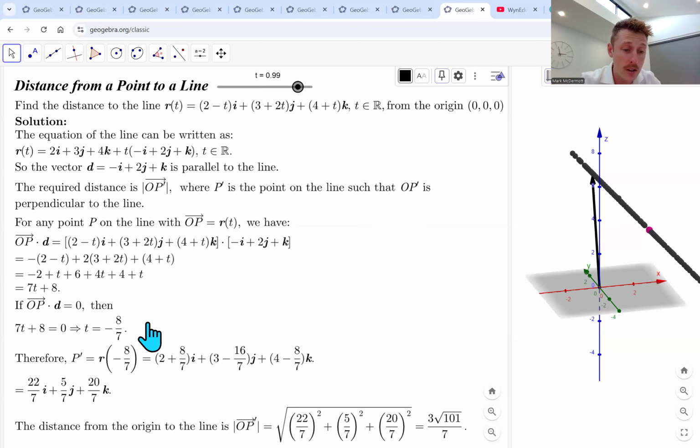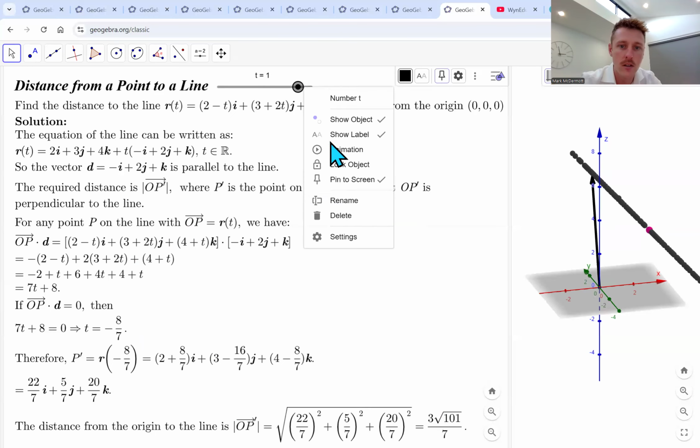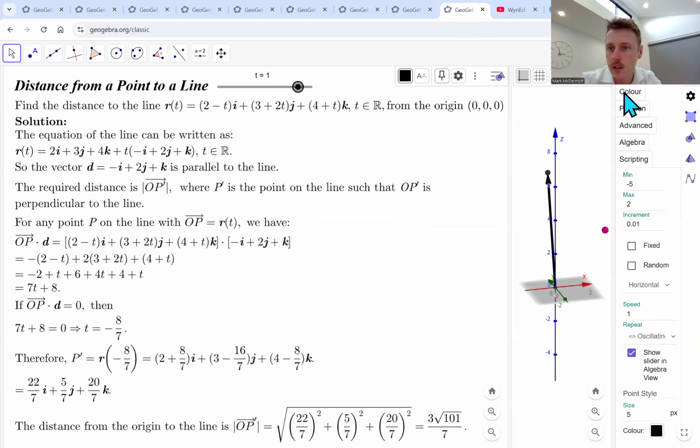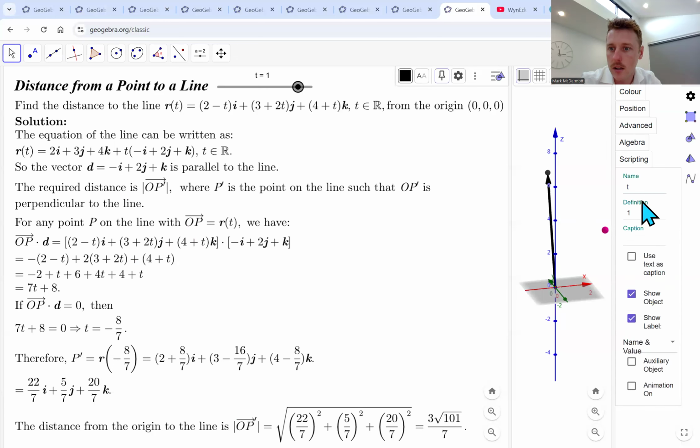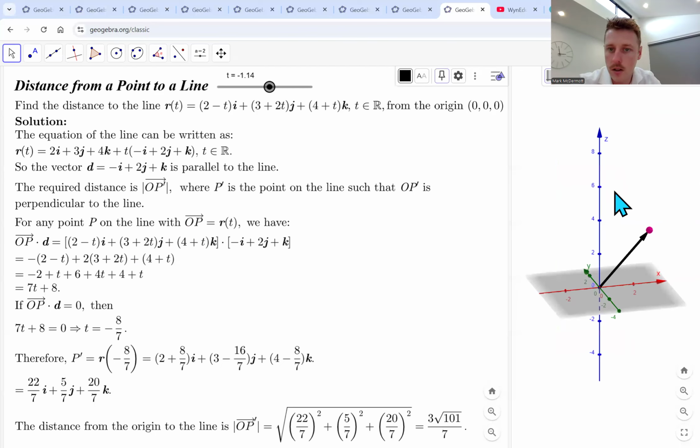So what we said here, the conclusion, was that when t is negative 8 sevenths, our vector from the origin will be perpendicular to that line. So let's go to settings here, and let's change the slider to be negative 8 sevenths. Negative 8 divided by 7. And you notice there, it's pointing at that point. So there you go. When it's negative 8 sevenths, we get this.